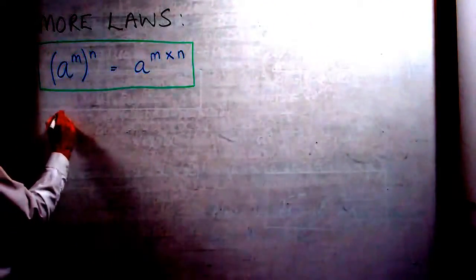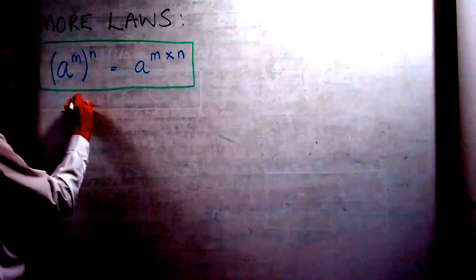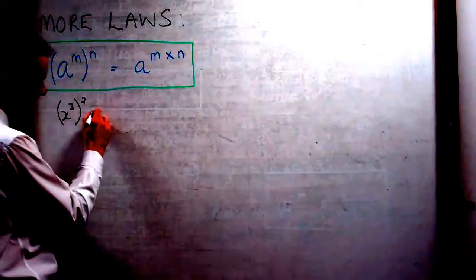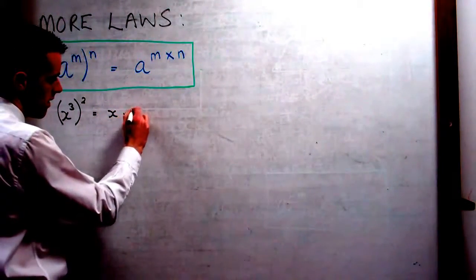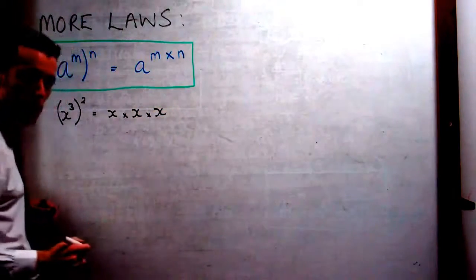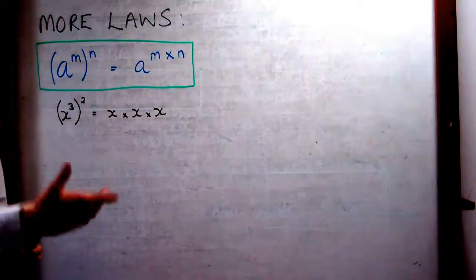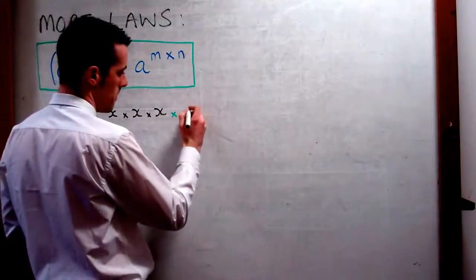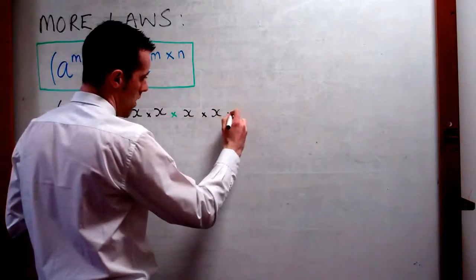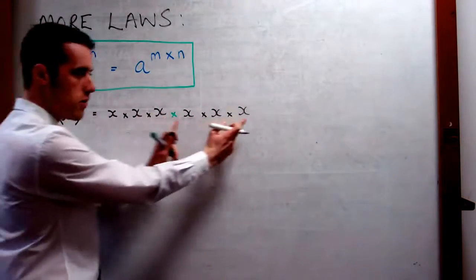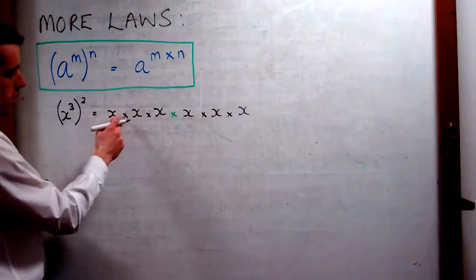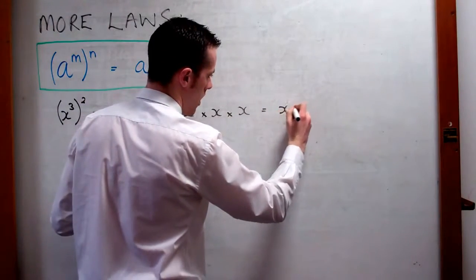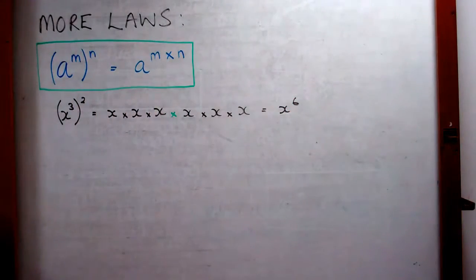So if we've got, for example, x cubed, and then we square x cubed, okay? Think about what x cubed is for a minute. So x cubed is just x multiplied by x multiplied by x, right? And if we square that, we multiply it by itself. So squaring it, we just multiply it by itself, okay? So that would give us x times x times x times x times x times x, which is just x to the power 6.